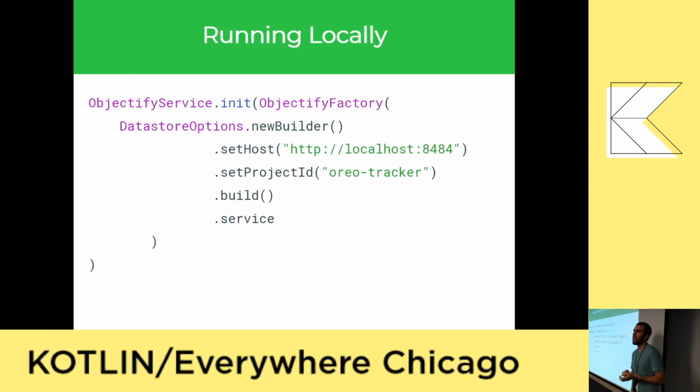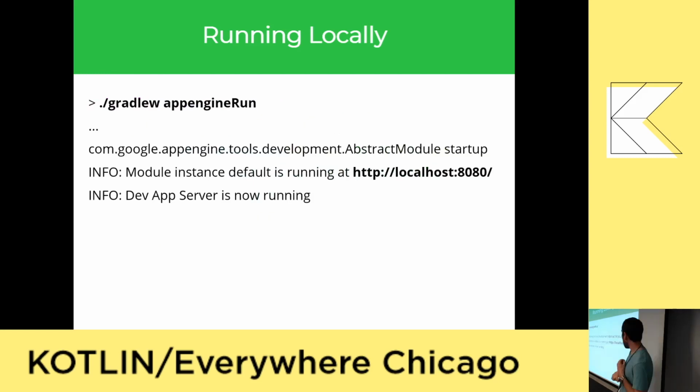And then inside your project, inside your server module, you're just going to run gradlew appengineRun. It's going to spit out a bunch of things as Gradle does. It's going to make your fan spin as Gradle does. And at the end, you'll get this nice info: module instance is running at, it'll run by default on 8080, and your dev app server is now running. So awesome. You now have an app server running.